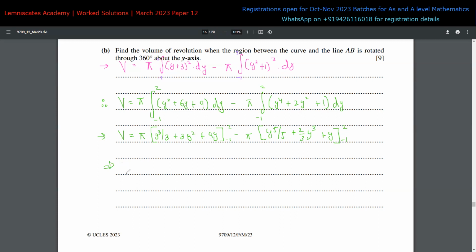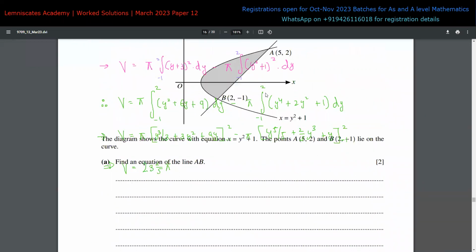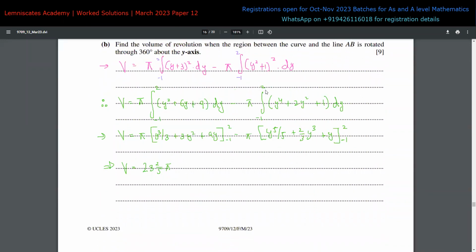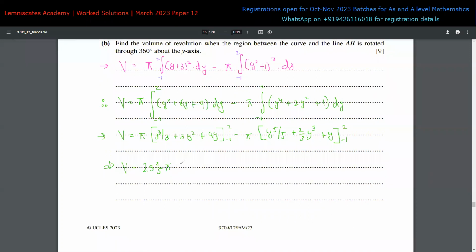And once you subtract them, the final value that you will get, if I look into the final marking scheme, is 23 2/5 pi. So that's the value that you will be getting. And let's check what the units are over here. Okay, we don't have any units in centimeters or meters or anything like that. So we can just consider this as unit cube.